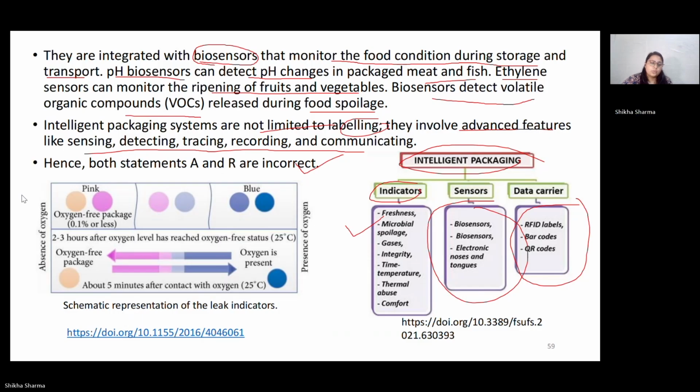So here is one example of one kind of sensor. This is the peach color of the sensor when oxygen is not there in the packaging material. When oxygen is supplied, it will convert into a blue color. So this sensor changes color from peach to pink to gray to blue, based on how much oxygen concentration is there.